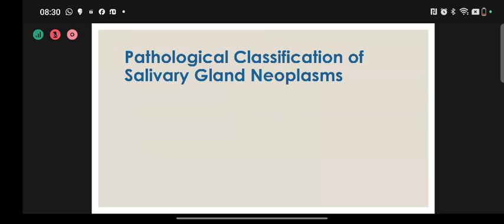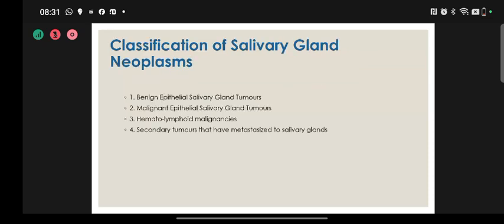Now, coming to the second half, the pathological classification of salivary gland neoplasms. So the broad classification of salivary gland neoplasms is the benign epithelial salivary gland tumors and the malignant epithelial salivary gland tumors. Then there are certain hematolymphoid malignancies which may be associated with salivary glands, and secondary tumors that have metastasized to the salivary glands. So I'll be talking about the benign and malignant epithelial salivary gland tumors commonly encountered.